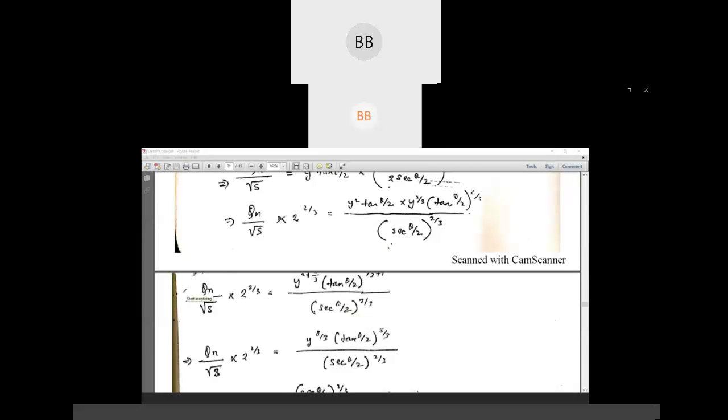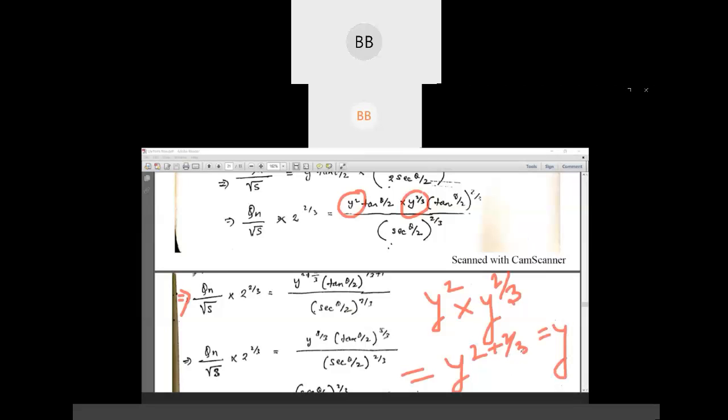Again in the next line, left hand side we kept as it is. Right hand side, we have y square multiplied by y to the power 2 by 3, which is equal to y to the power, we have to add, 2 plus 2 by 3, which is y to the power 8 by 3. So that is why we have the addition. You can see this y to the power 8 by 3.